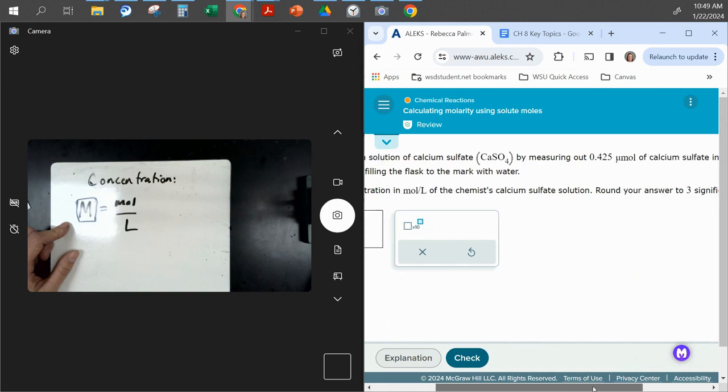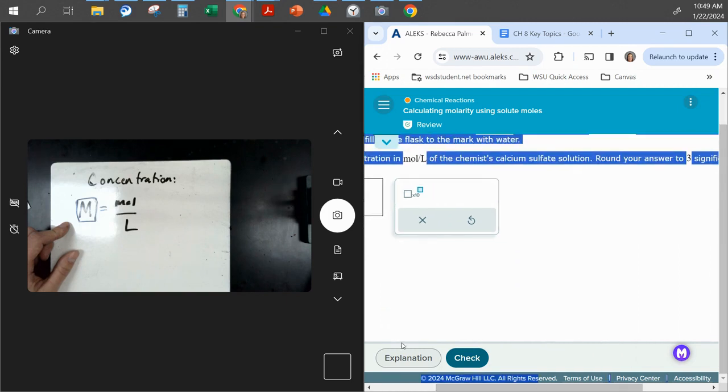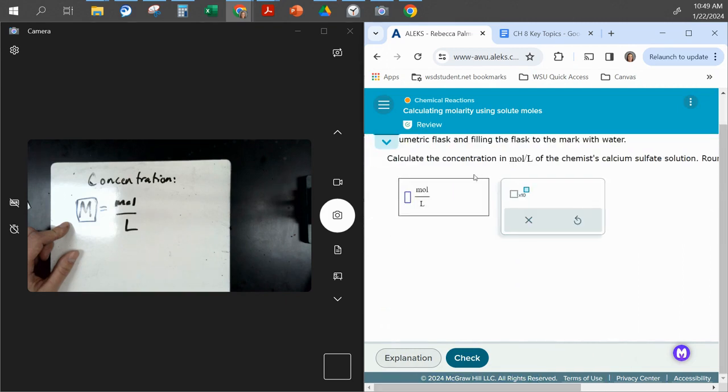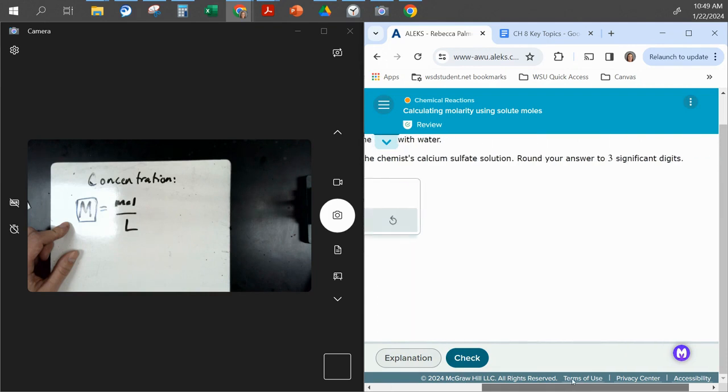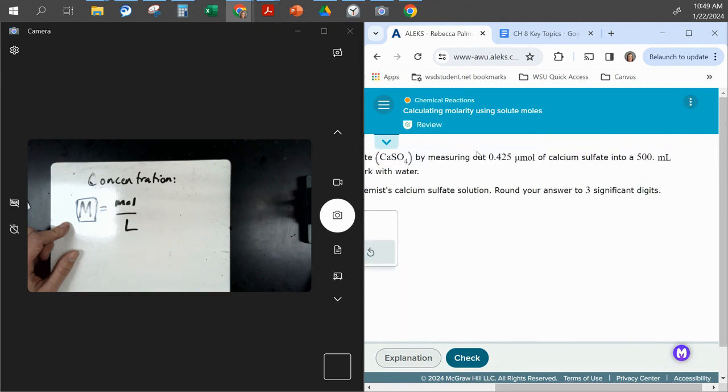Because my box is saying moles per liter, I need to convert the first number to moles. So I have 0.425 micromoles. Does anyone remember what this mu means? Times 10 to the minus 6. Yes, minus 6. So 0.425 times 10 to the minus 6 moles.